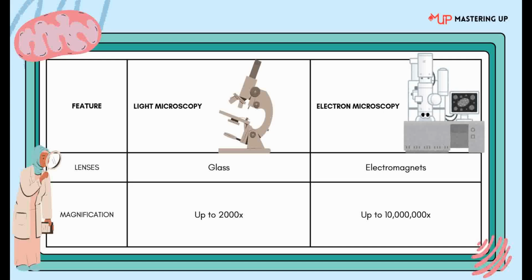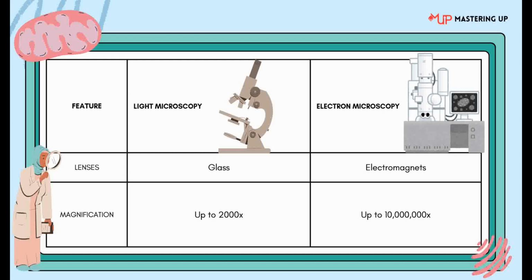Let's see the magnification power of both light microscopy and electron microscopy. Light microscopy and electron microscopy differ significantly in their magnification. In light microscopy, magnification is achieved through the use of glass lenses that bend and focus light rays, making the image of a specimen appear larger. The total magnification is the product of the objective and eyepiece lenses, typically allowing us to see structures that are up to 1,000 times larger than their actual size.